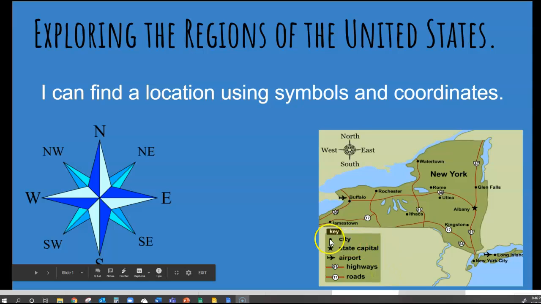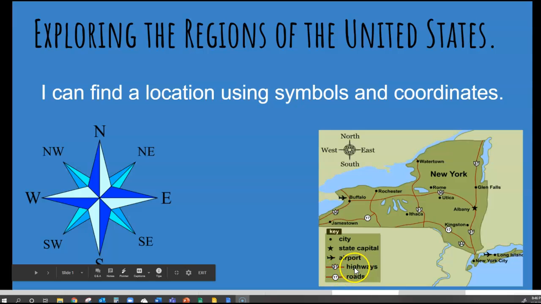And on this map, if I look at the dots, and I look right here in Kingston, there's a dot. That dot means it is a city. If I see a star, that means it's the state capital. So Albany would be the state capital for the state of New York. If I see a plane, that would indicate an airport. So here in Buffalo, there's an airport. There's also one here in Long Island.